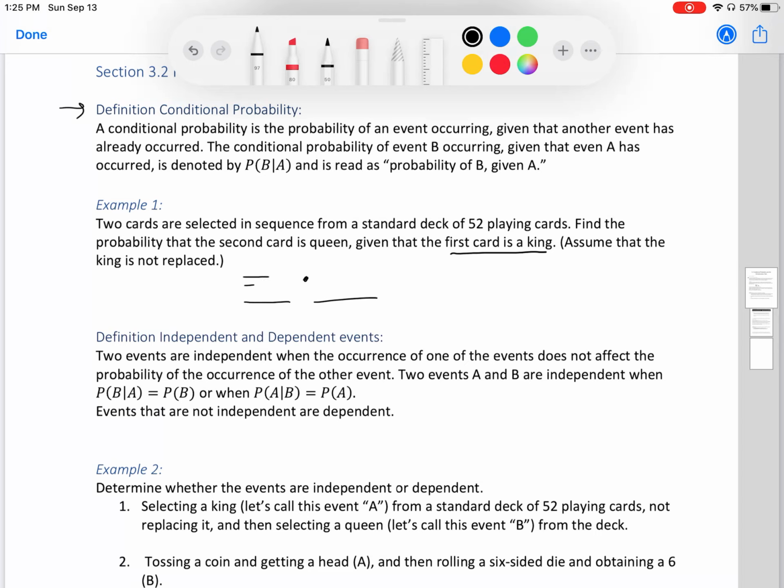Okay, so we have 52 playing cards, and we have 4 cards that could be a king. Now for our second probability, if we picked one card and we still happen to get a king, then we don't have 52 cards anymore. We have 51. Now for our second card, we want to find the probability of a queen. There are 4 cards that are queens. So then I multiply them. 4 times 4 is 16. 52 times 51 is 2,652. We divide and round so that we have 0.006 as our answer.